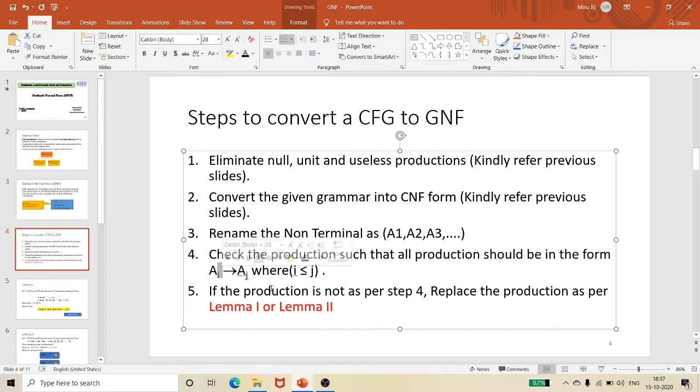So if we have like 10 productions, we need to start the GNF conversion from some point. Simply, we can't start from the start grammar. We need to identify the exact grammar from where we need to start the conversion. That starting point is determined only by renaming the grammar and identifying the production where i is greater than j. So once you identify such a production, either using lemma 1 or lemma 2, there are two lemmas in GNF, it has to be converted into a GNF.